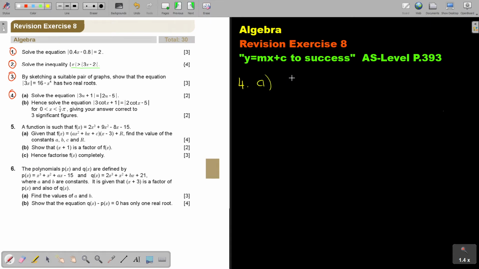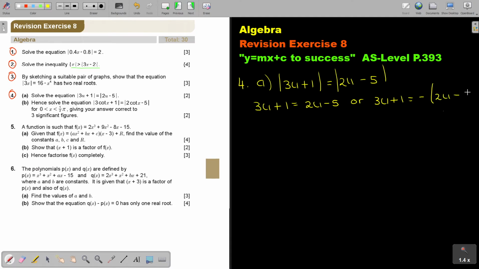So let's just see. If I'm having 3u plus 1, and that's 2u minus 5. How do I solve this? So this is very easy. I can just say 3u plus 1, and I take the positive option, 2u minus 5, or it's 3u plus 1, and I take the negative option, 2u minus 5. Then it's 3u minus 2u equals negative 5 minus 1, and that's u is equal to negative 6.